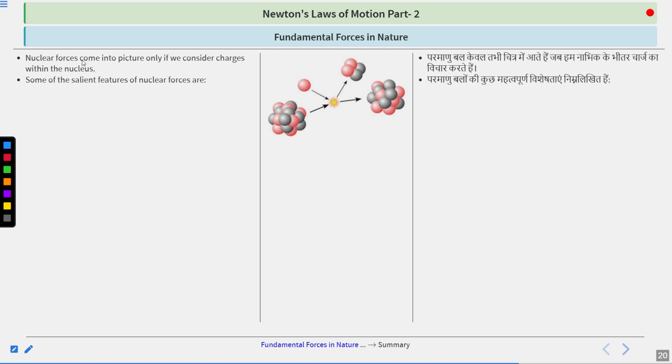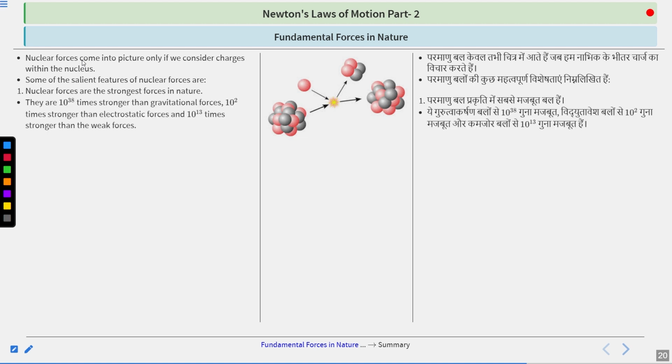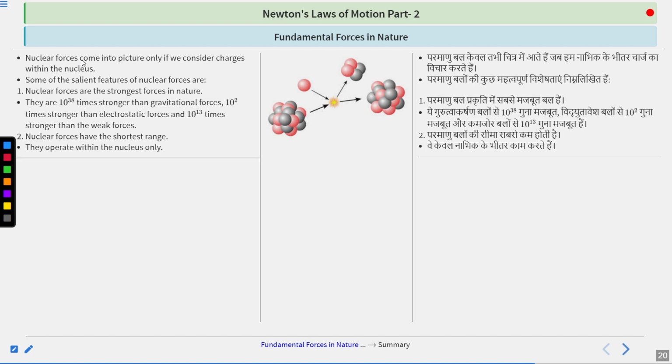Some of the salient features of the nuclear forces are: first, nuclear forces are the strongest forces in nature. Second, they are 10 power 38 times stronger than the gravitational force, 10 power 2 times stronger than the electrostatic force, and 10 power 13 times stronger than the weak forces. Nuclear forces have the shortest range, because they operate inside the nucleus of the atom only. They operate within the nucleus only. That is what I have told you right now.